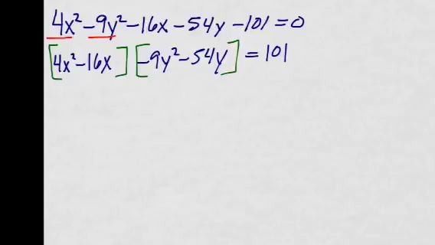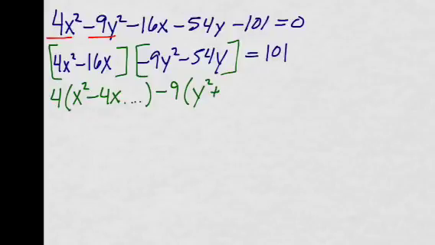So just divide out 4 from both x terms, so 4 times x squared minus 4x. And then we'll leave some space here. And factor out a negative 9, it's minus 9y squared, so minus 9. Divide out negative 9, we get y squared plus, let's see, I think that's a 6y. And then we'll leave some space, equals 101.